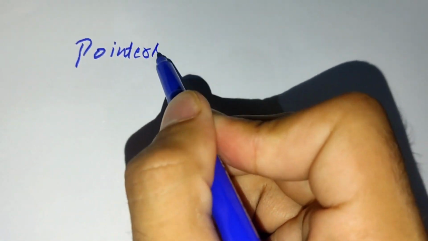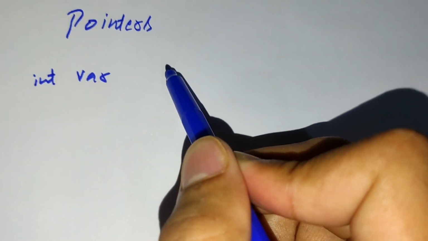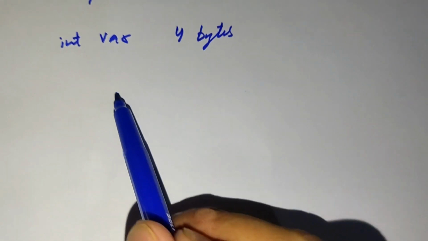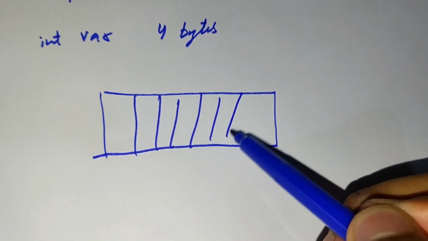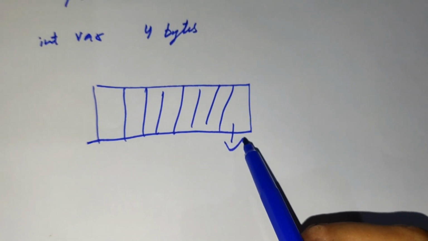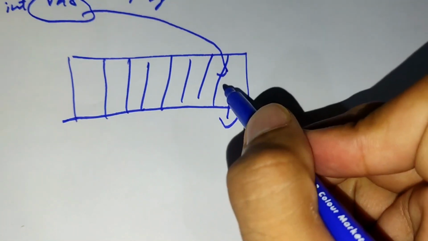So let's have a look. Pointers in C++. Now, what happens whenever we declare a variable? Let's say I have declared a variable of int type, and we know an integer normally takes up to 4 bytes. So this is our memory, and these are some spaces in the memory. Now let's say this is the place where the integer variable has been stored, so I will write this place as variable.